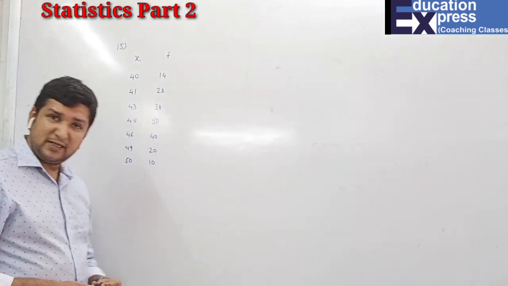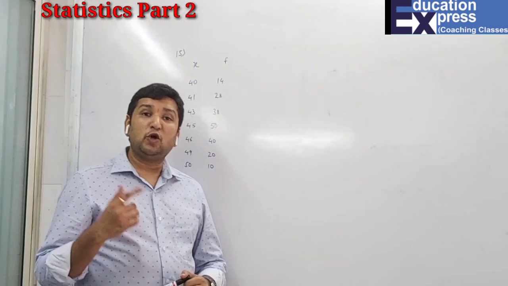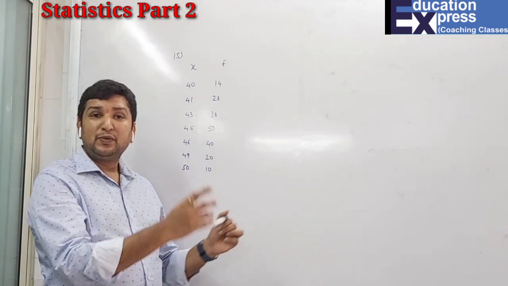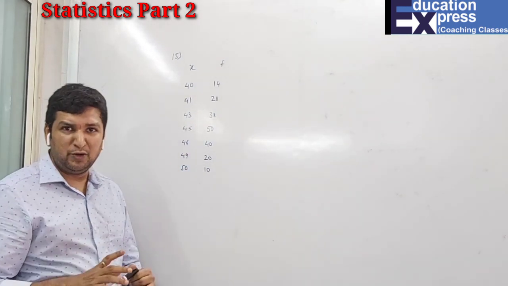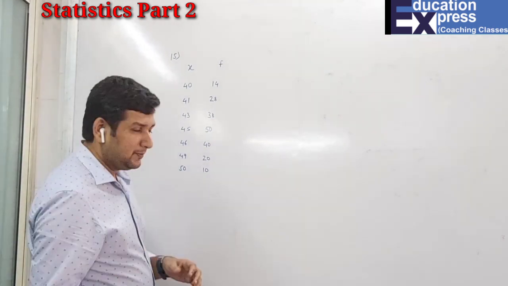Question of exercise A, 15th question. Now we have to again find the mean by the shortcut method. The third and the final method, shortcut. We have finished the direct method. Last time we did the step deviation method, and now we are doing the shortcut method. Now what is the shortcut method?